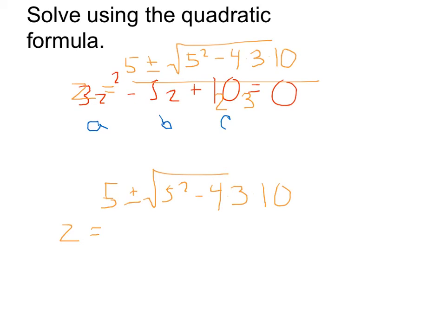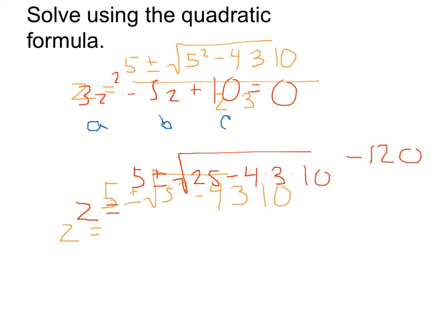And so z equals 5 plus or minus the square root of 25, since 5 times 5 is 25, minus 4 times 3 times 10. And this is going to become minus 120, because negative 4 times 3 is negative 12 times 10 is negative 120, all over 6.